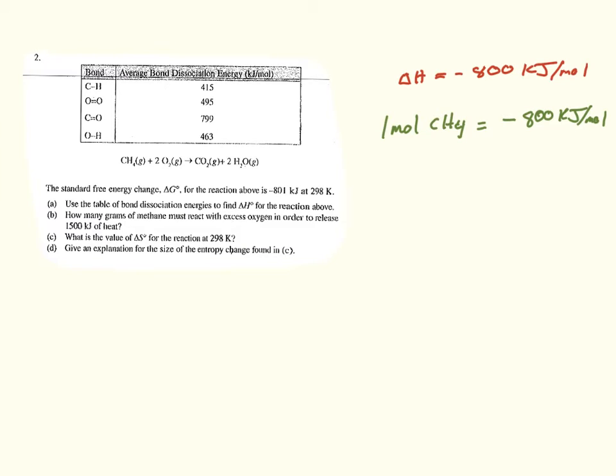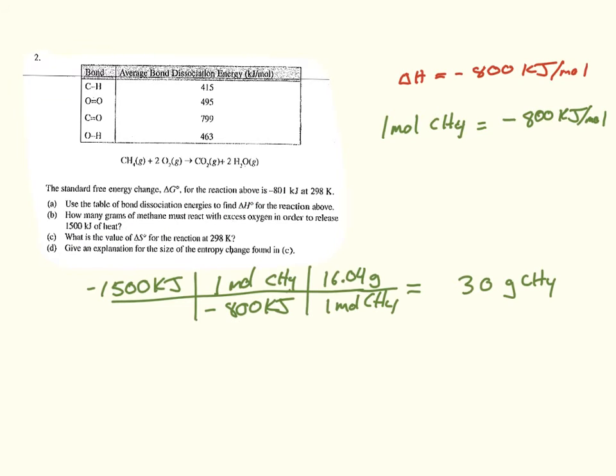All right, let's look at B. So in B, they want to know how many grams of methane must react with excess oxygen in order to release this much heat. Well, in part A, we found out that if we use 1 mole of methane, we will give off 800 kilojoules of heat. So this is one where we're going to need an energy conversion factor. 1 mole of methane is equal to negative 800 kilojoules per mole. From here, it's just a unit conversion.